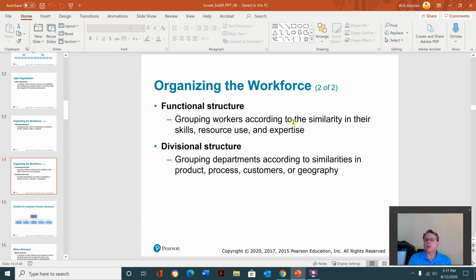Grouping all the plumbers together, grouping all the roofers together, that's all functional. Okay? Division structure is grouping departments according to similarities, product, processes, customers, or geography. So if you just draw a map and say, okay, everybody in Oklahoma, now you're all part of one division. Okay, so that's divisional structure because you're just doing it based on geography.